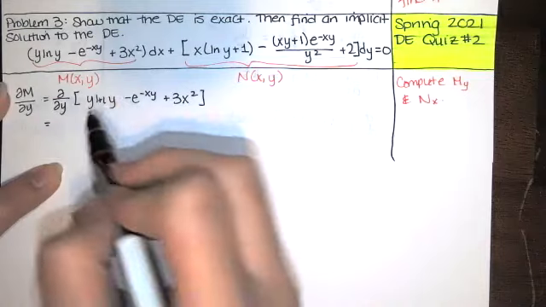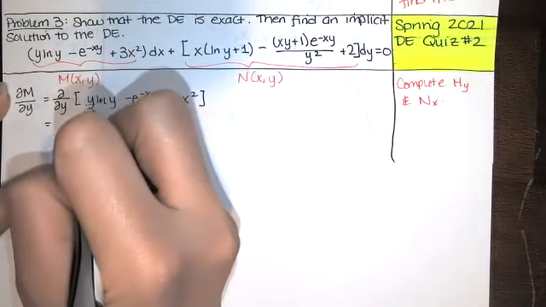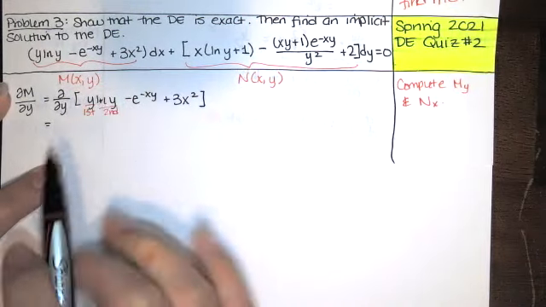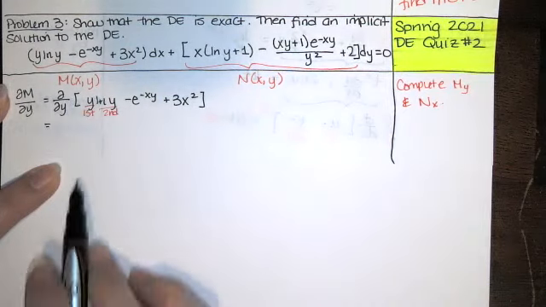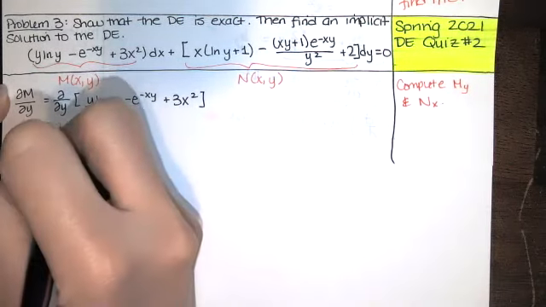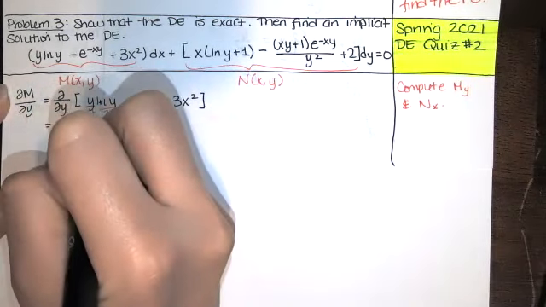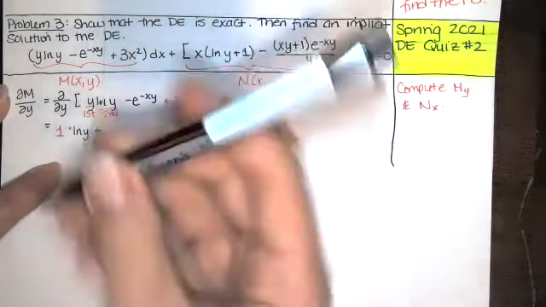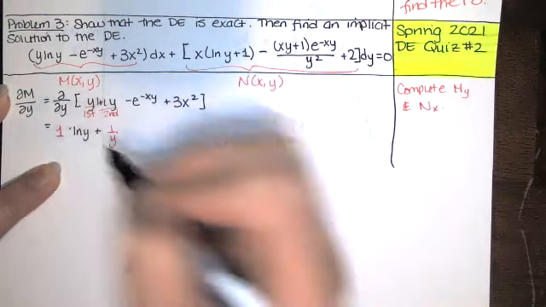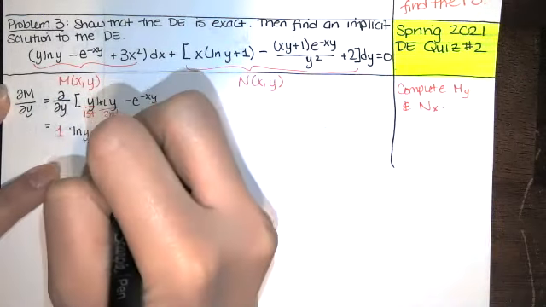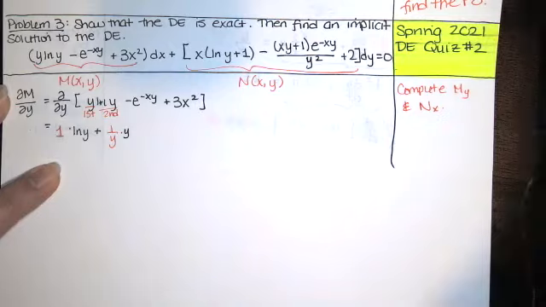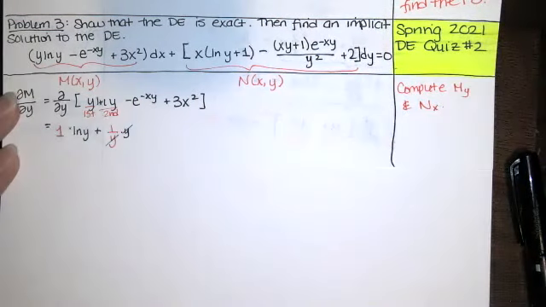So I've got a product of two functions of y here, first function and second function. The derivative of a product is the derivative of the first times the second, plus the derivative of the second function, which in this case is 1 over y, times the first. And of course, the y's reduce there, and we just have natural log of y plus 1.